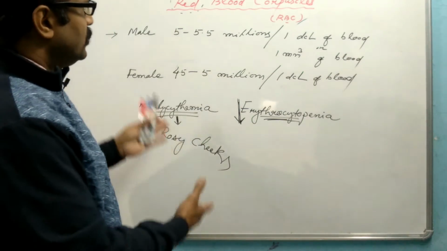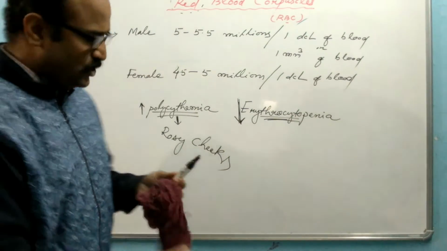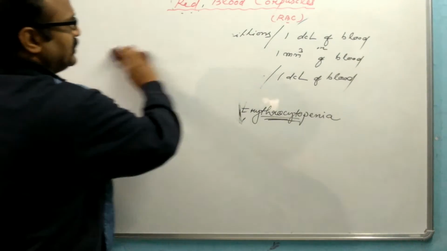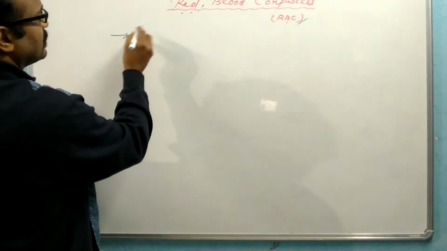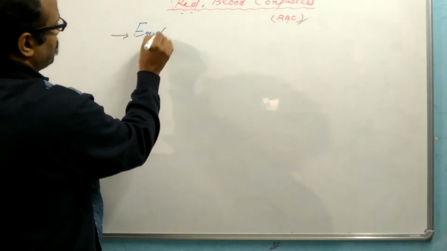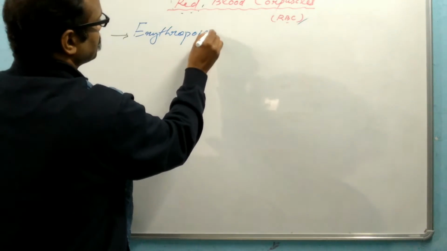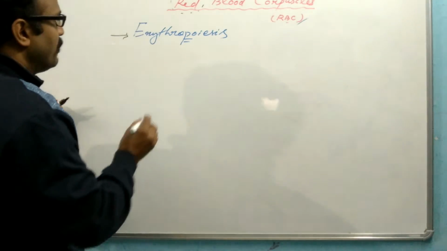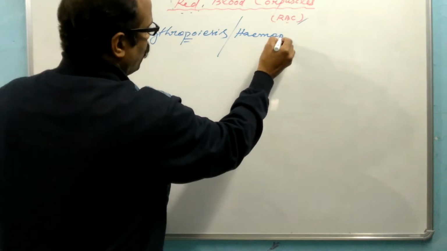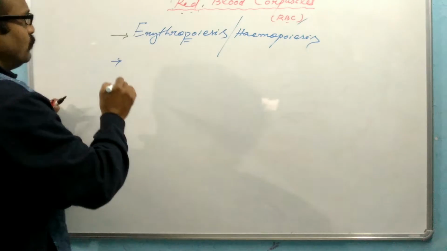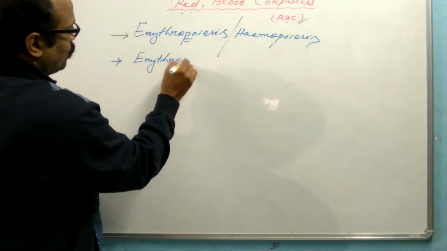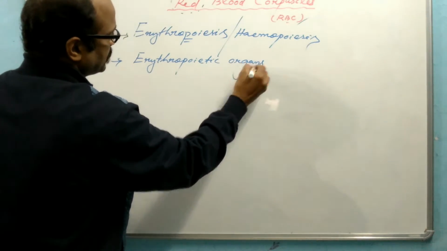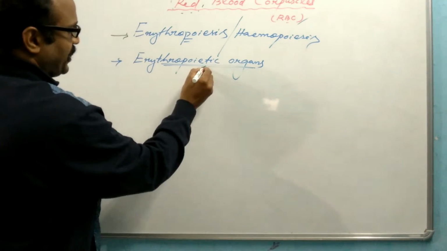Now come to the formation of RBC. The formation takes place in different organs at different stages of life. The formation of RBC is known as erythropoiesis, or hemopoiesis. The organs where erythropoiesis takes place are known as erythropoietic organs.